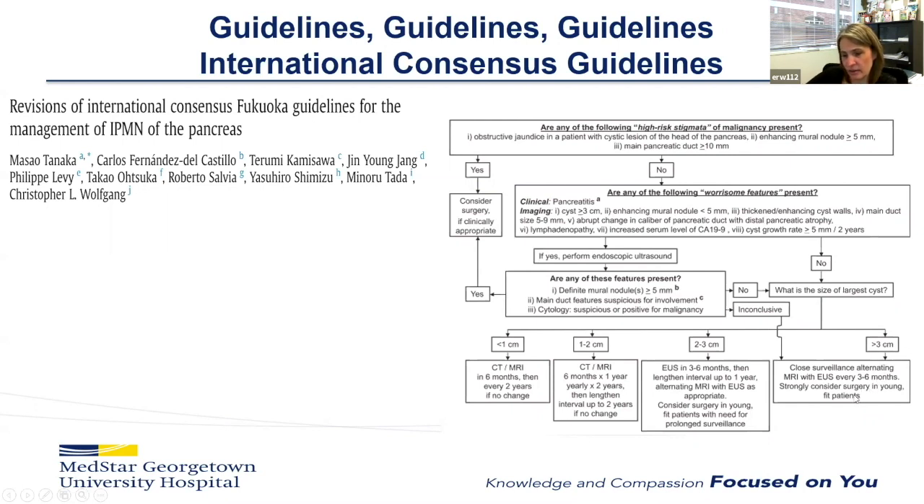And the bigger question is, what should we do down here, which I'll talk about in a second. There's not much guidance as to what to do over the period of surveillance. And so the ICG has added in this language over time that we should really consider resection or surgery in young patients who are fit, who have cysts that maybe have one worrisome feature, but none of these features on EUS.